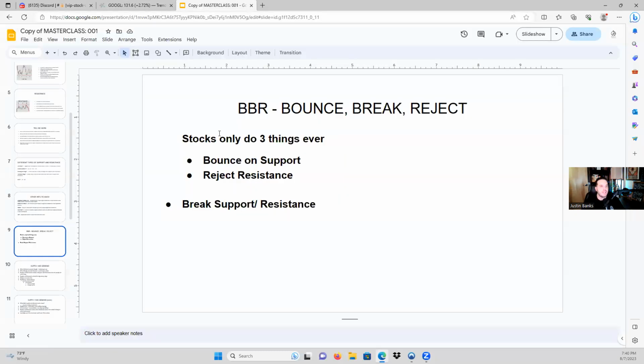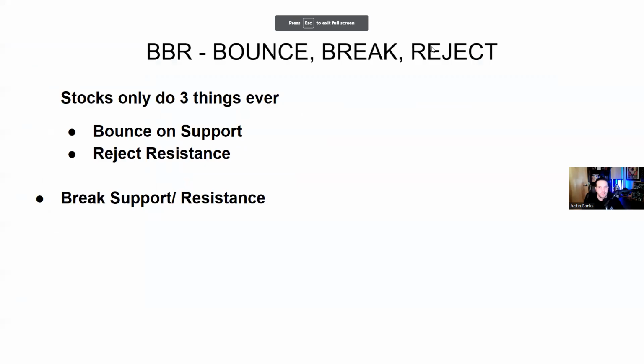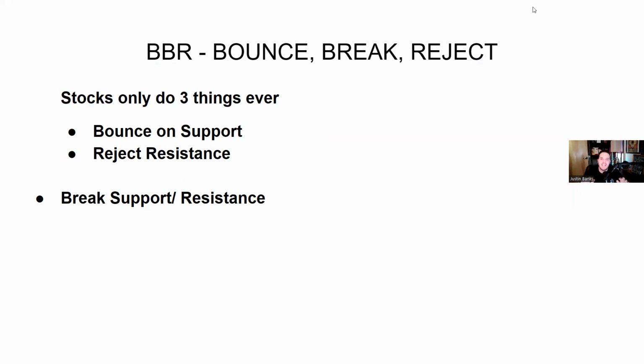First thing I want to talk about is, what do stocks do? Let's simplify it because they only do three things. That is it. They will only ever do three things. They will bounce on a support, they will break through a resistance or support, or reject a resistance. So let me rephrase that one more time. They will bounce on a support, they will reject a resistance, or they will break out of a resistance or break down from a support. And then guess what they'll go do? Go find another support or go find another resistance. That is all they do, guys.